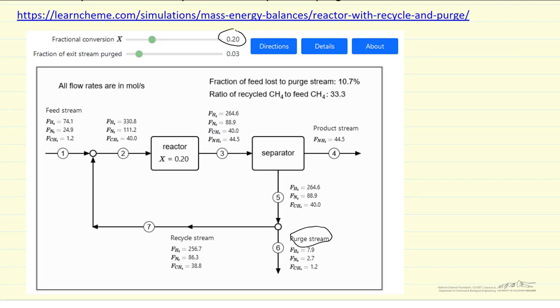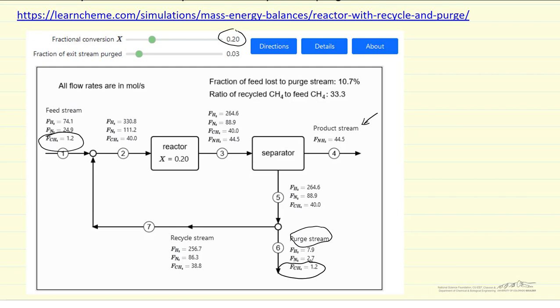The separator is assumed to be ideal: it removes ammonia, but only ammonia, and everything else is recycled. So we recycle hydrogen and nitrogen so they can react, and we also have to recycle the methane that's in the exit stream, and thus we have to have a purge stream in order to eventually remove methane from the system. So you notice the flow rate of methane here is the same as the flow rate of methane here.